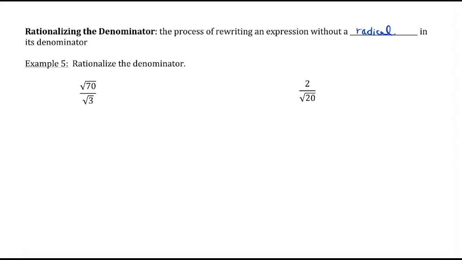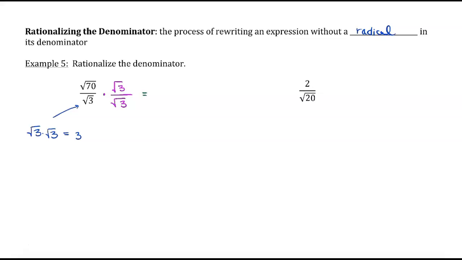It is not proper to leave a radical in the denominator, so we need to multiply by the right version of 1 that leaves us without a radical in the denominator. We know that root 3 times root 3, or root 3 multiplied by itself, is equal to 3, which is an expression without a radical. So let's multiply this quotient by root 3 over root 3.